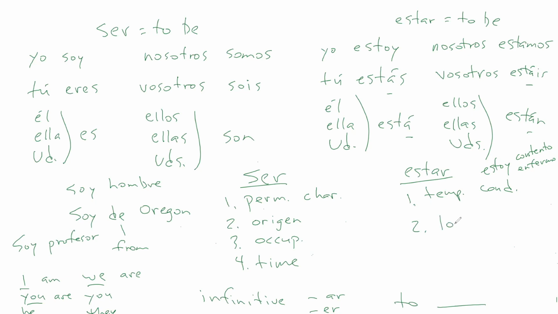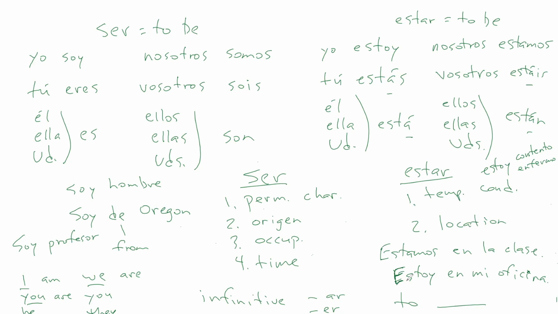And our second use of estar is location. It's a very common use of estar. If we were live in person in a class, I could say estamos en la clase. Right now, I could say estoy en mi oficina. Right? I am in my office. Okay? So estar for location or a temporary condition.